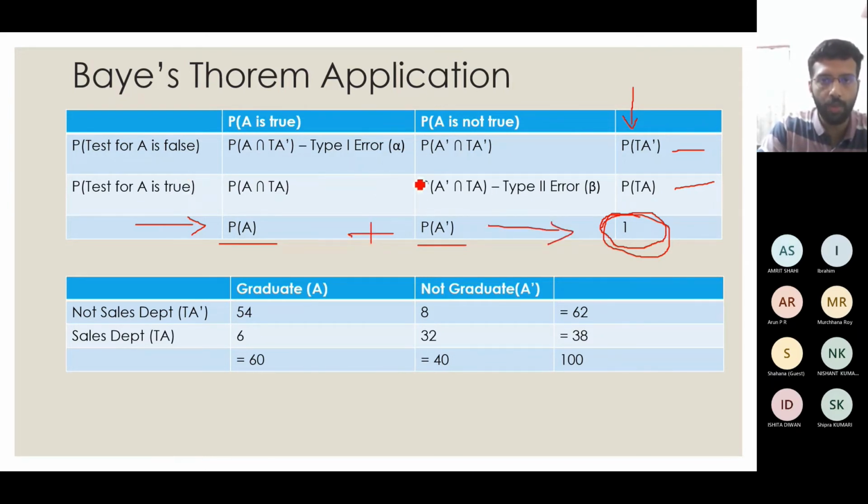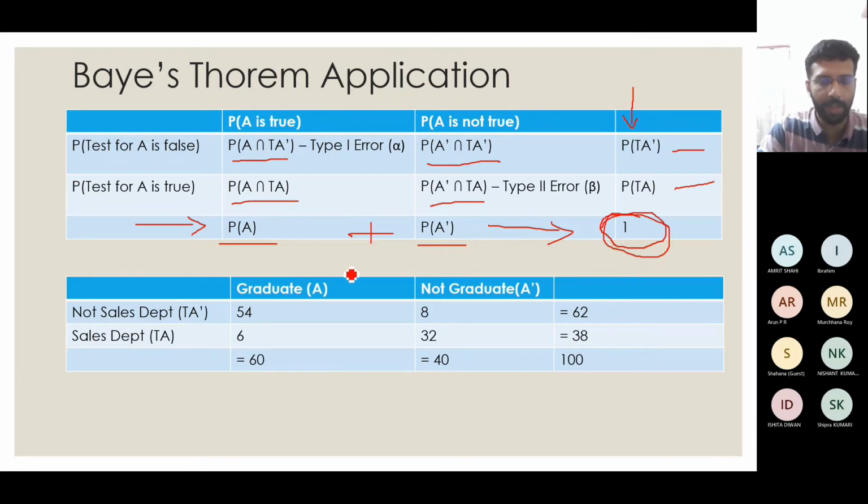Then here I will have the inside. These are called the marginal probabilities, since these occur on the margin of my diagram, and whatever is inside is called the joint probabilities. So this will be the probability that the person is not a college graduate and he is in sales department. This one is the probability that he is neither in sales department nor a college graduate, and this one is he is not in sales department but a college graduate. So that kind of way. Once you define the A and A-bar events, you can fill your table accordingly.